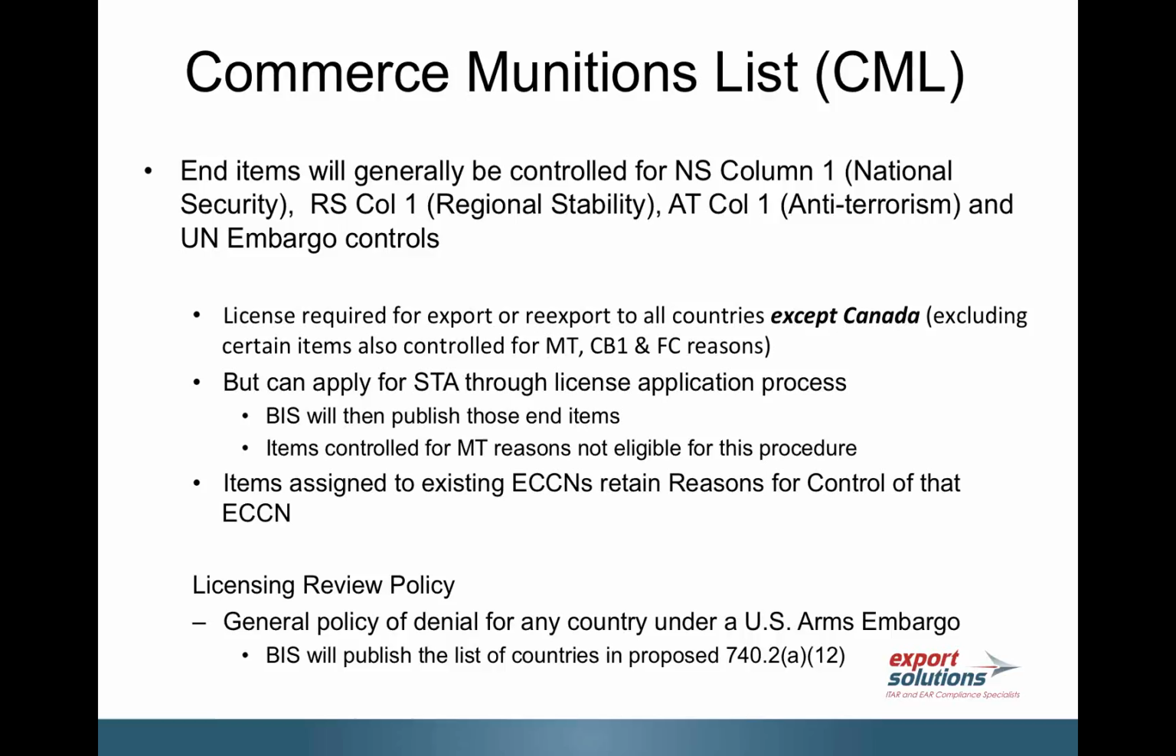And then, of course, any items that are assigned to ECCNs that exist are going to retain the reasons for control of that ECCN. On licensing review policy, there's a general policy of denial for any country under a U.S. arms embargo, and BIS will publish a list of countries in a proposed change to section 740.2(a)(12). So that's where you always want to keep up with the latest and greatest.